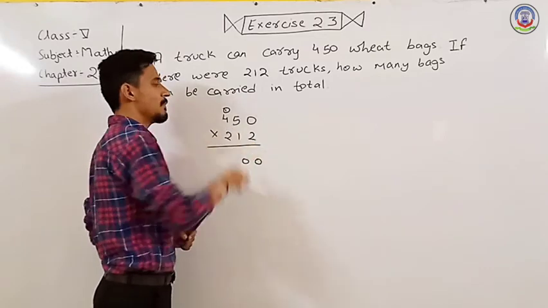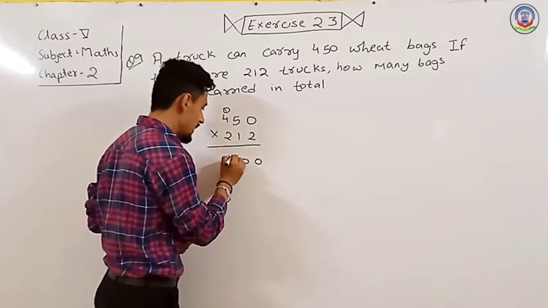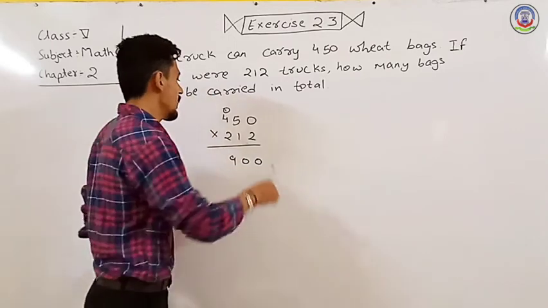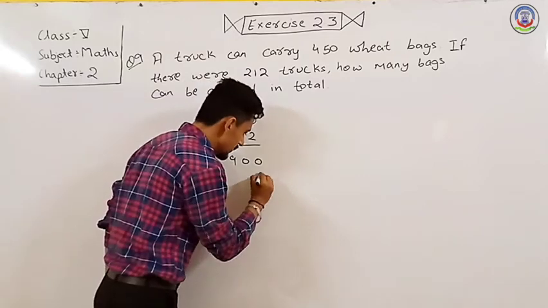Next we have 2 multiply 4. It is 8. And when we add 1 to it, it is 9. Next we have 1. It is in tens place. So we put 1, 0.